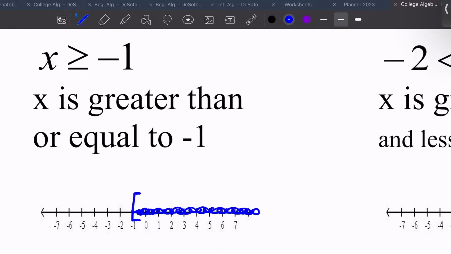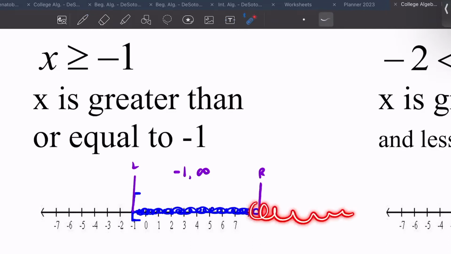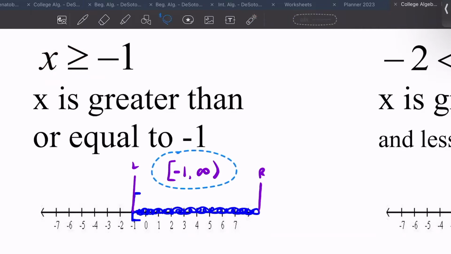Now, let's label left and right. Where's it starting? Where's it going? It's starting at -1, and it's going to positive infinity. It's going to keep going on forever and ever. I know I'm going to have a parenthesis on my infinity symbol because that's the rule. And I have an equal to sign in my problem. This is greater than or equal to. So I know I'm going to put a bracket on my -1.